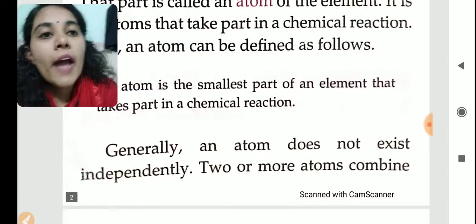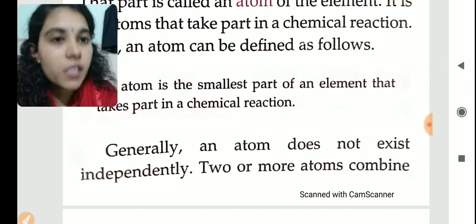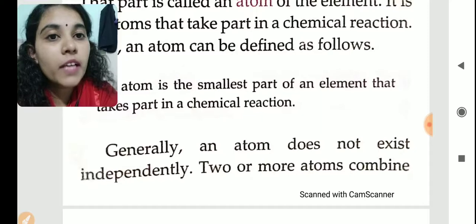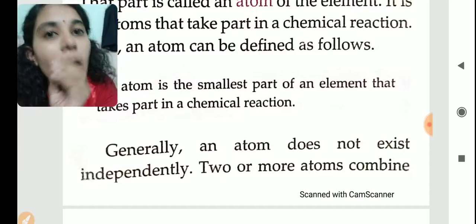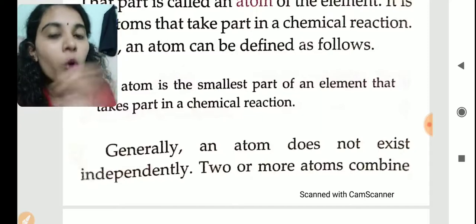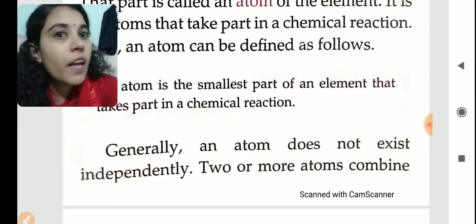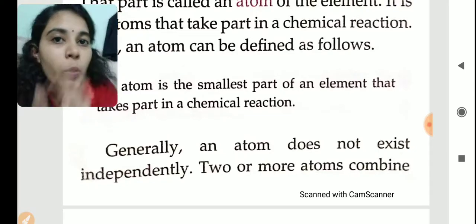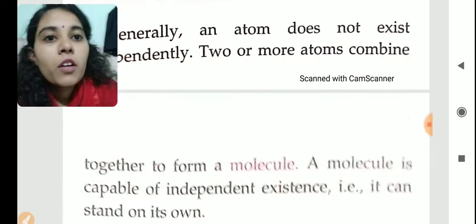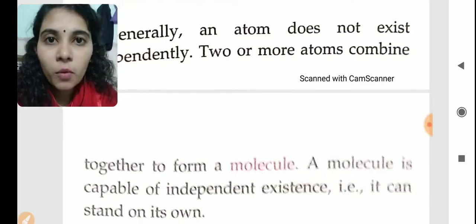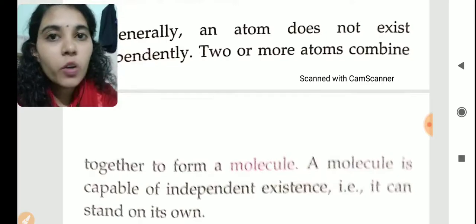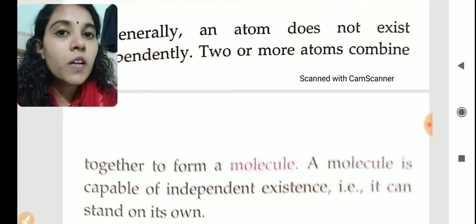Okay. So, atoms generally do not exist independently. Then how do they exist? Two or more atoms will combine together. They will always join together. If one atom is there and another atom is there, they will come and join together and form a molecule. So, what is a molecule? A group of atoms is called a molecule.